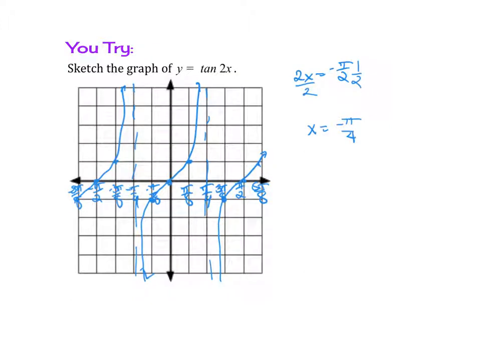Okay, we tried this out. Sometimes labeling the x-axis is the hardest. So this is pi over 4, negative pi over 4, and positive pi over 4. Half of pi over 4 is pi over 8. Now remember to jump to the other values. So this is pi over 8.